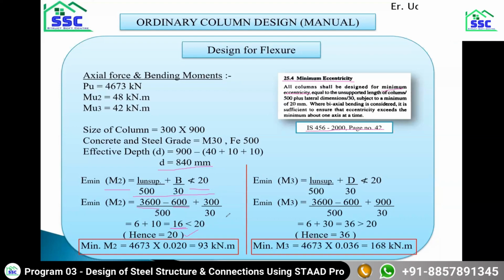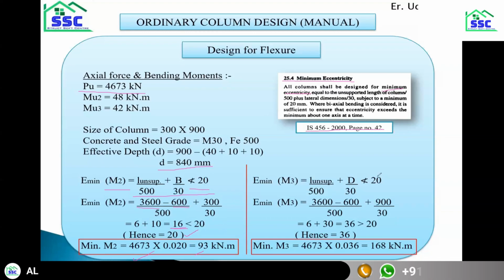Now this is the value of minimum eccentricity, 20 mm. Then what will be the value of bending moment due to minimum eccentricity? It is nothing but the value of your axial force P into e minimum. Our axial force is 4673 kilonewton. So 4673 into 0.020 in meter. So the bending moment due to minimum eccentricity about the minor axis will be 93 kilonewton meter.